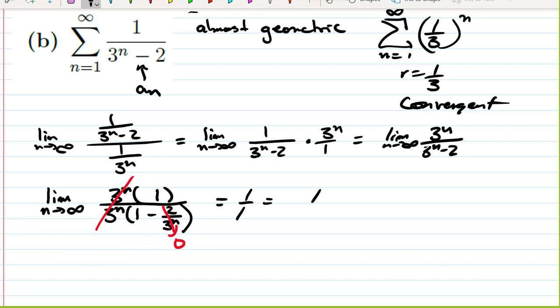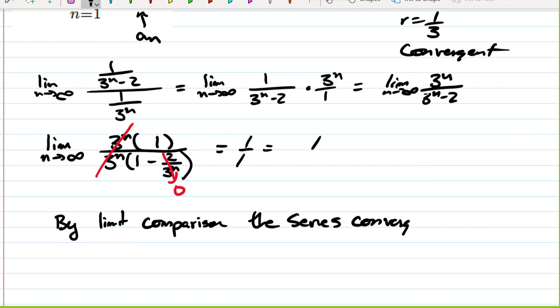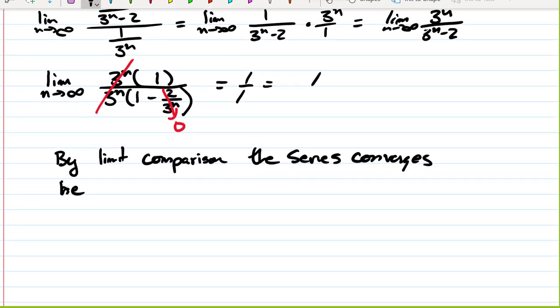So then, by limit comparison, the series converges, because the sum of 1 over 3^n converges.